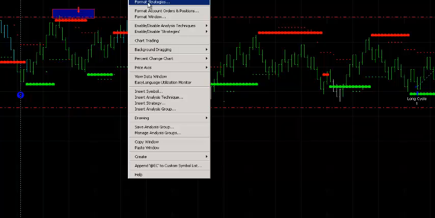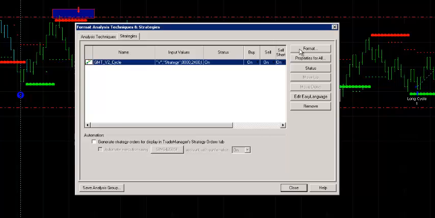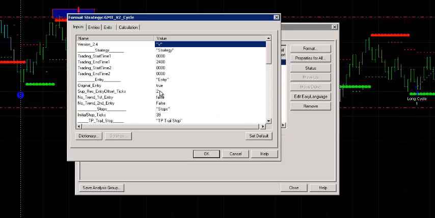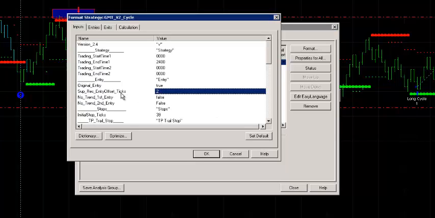So let's go in here and we'll do a format. So that's on the approach. That's exactly right. So it's trades that are approaching support resistance.